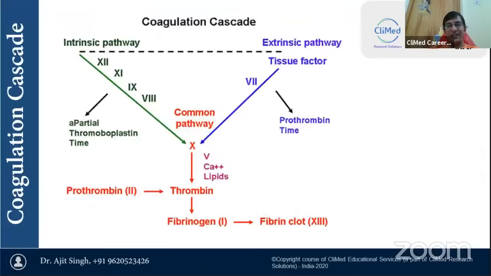Now, as I was telling, in the very simple way, as you can see here, the intrinsic pathway goes from collagen to 12, 11, 9, 10, and then the extrinsic pathway goes from 7 to 10. Then 10 converts 2 into 2A, and 2A converts 1 into 1A, right?